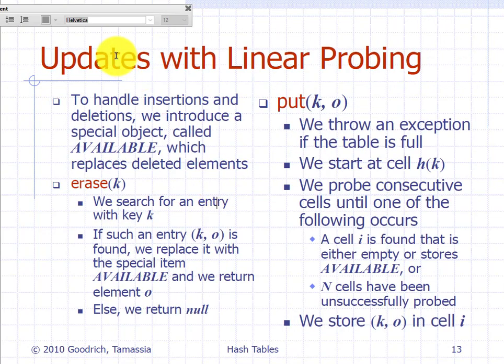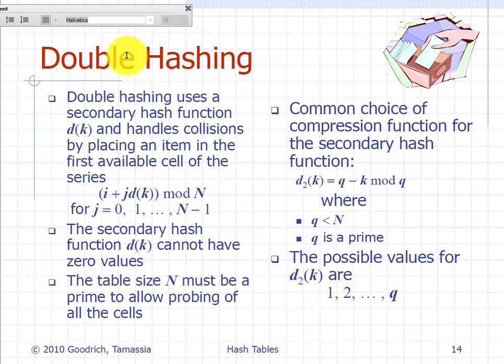Now, another kind of open addressing is called double hashing. Before, in linear probing, we would just look at the next cell. But now, instead of looking at the next cell, we will hash the hash value again to find a new cell to store the key. In order to do this, we've got to be very clever about it. Double hashing uses a secondary hash function, so instead of h of k, let's call it d of k, and handles collisions by placing an item in the first available cell of the series.